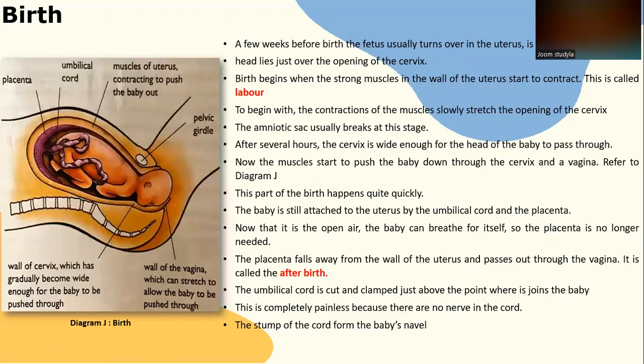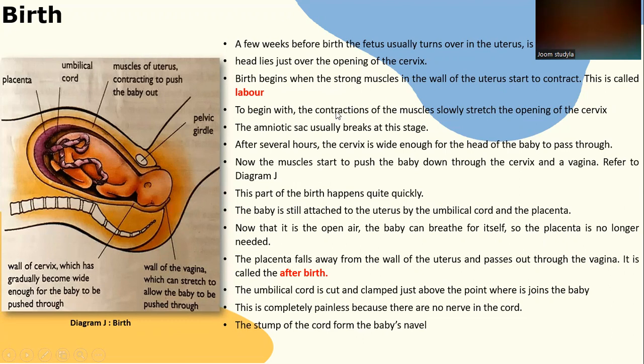Birth. A few weeks before birth, the fetus usually turns over in the uterus. It is lying head downward. You can see from this diagram. This is the vagina, and the head lies just over the opening of the cervix. Birth begins when a strong muscle in the wall of the uterus starts to contract.